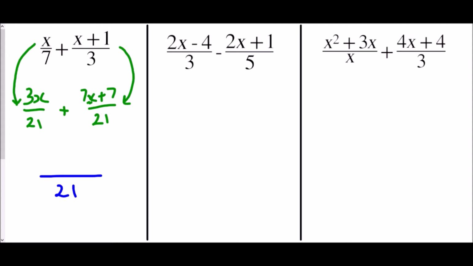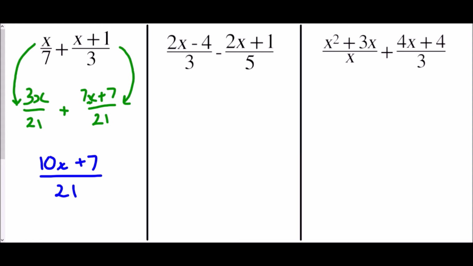And what we can see here is that we've got 3x plus 7x, so we've got 10x, and then plus 7. Now this one is as simple as it can possibly be, because 21 has no common factors between 10x and 7 other than 1. If we move on to 2x take away 4 over 3, take away 2x plus 1 over 5.